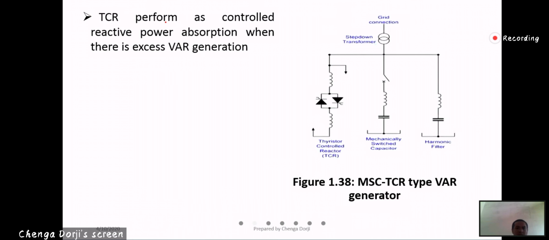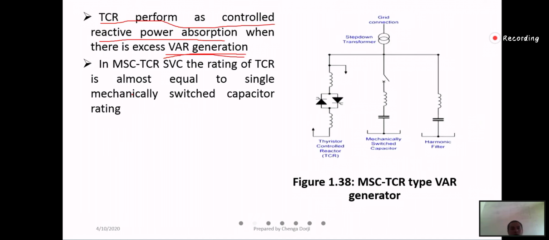Then the TCR performs a controlled reactive power absorption when there is an excess VAR generation. So whenever there is an excess generation, it will absorb it in a controlled manner. And another point is that the rating is almost equivalent to the single mechanically switched capacitor rating.